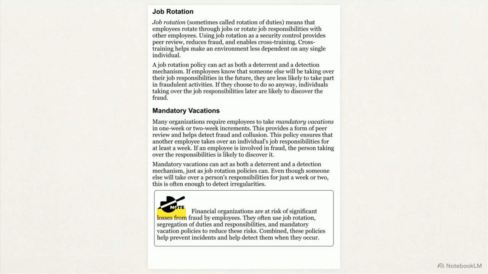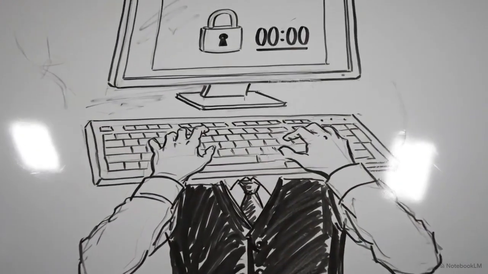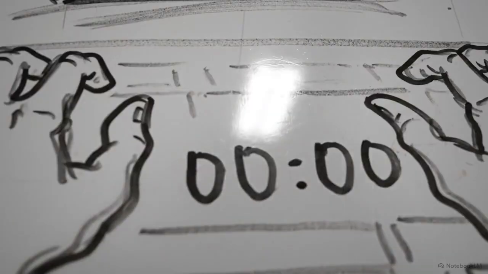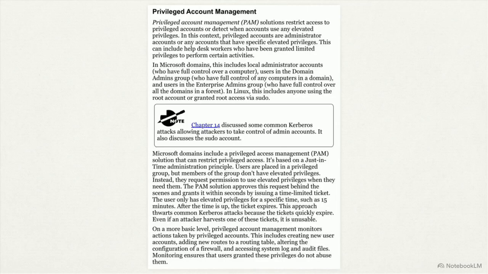This technical note emphasizes financial organizations, which face severe risks regarding employee fraud, mandate all three of these policies: segregation of duties, job rotation, and mandatory vacations. Deploying time-based administrative friction guarantees that an individual cannot maintain exclusive, unchecked control over any critical process indefinitely. This brings us to the ultimate gatekeeper for system access. This text outlines how privileged account management solutions restrict elevated accounts, specifically targeting powerful credentials like domain admins and enterprise admins.